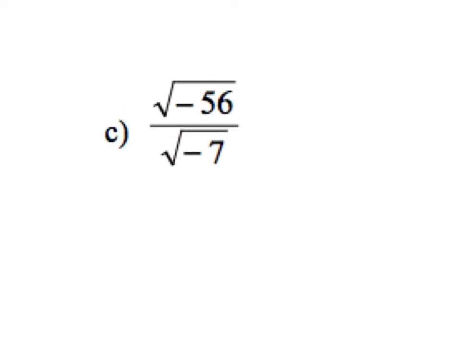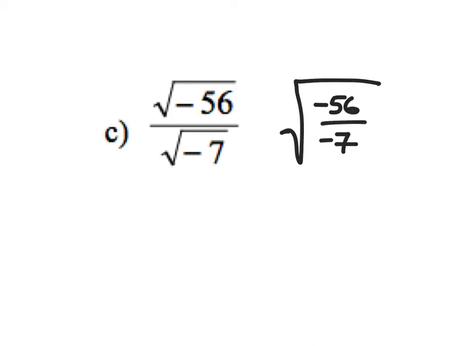Now, part C, we're dividing two radicals. I'm taking the square root of negative 56 and dividing that by the square root of negative 7. What I want to do is write this as a single fraction. So I'm going to do the big square root of negative 56 divided by negative 7. Now I can simplify the part inside my fraction: negative 56 divided by negative 7 gives me the square root of positive 8.